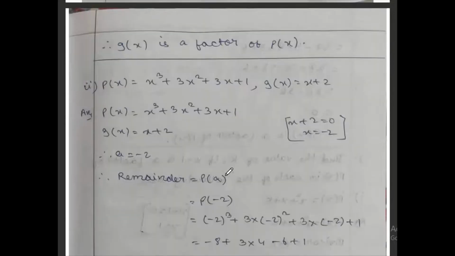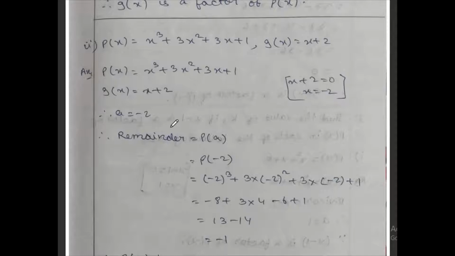Now second one, same question, p(x) is the polynomial, this time it is given x cube plus 3x square plus 3x plus 1, divisor g(x) is equal to x plus 2. Take this outside, get the value for x. X is coming out minus 2. So a is minus 2. Now calculate remainder, p of a is minus 2.